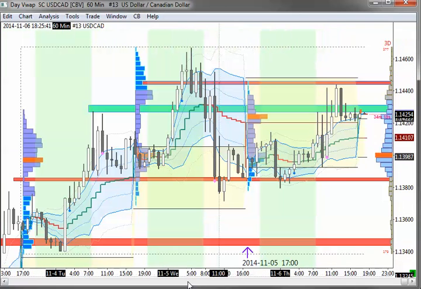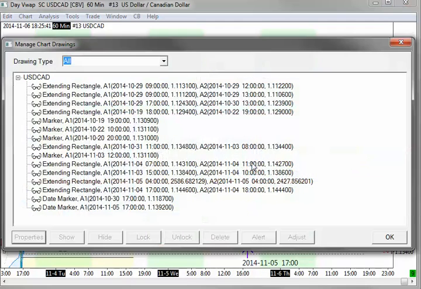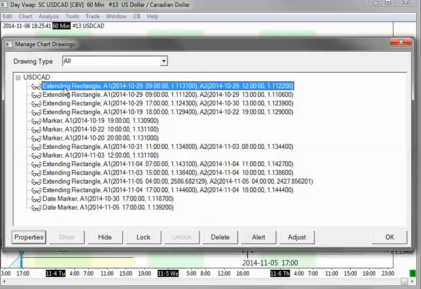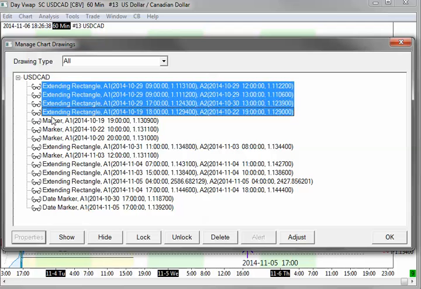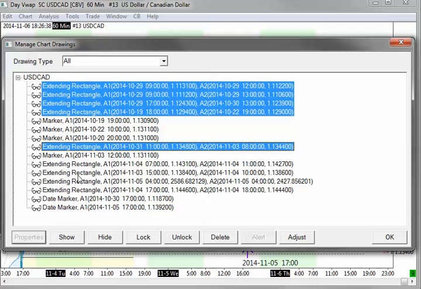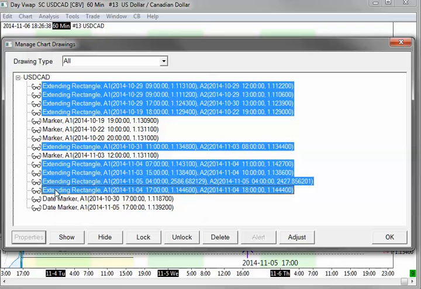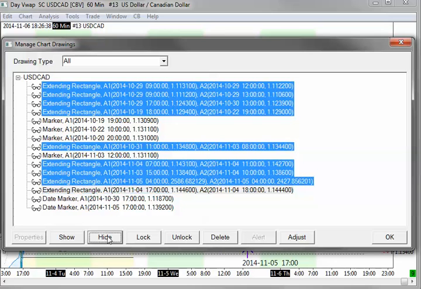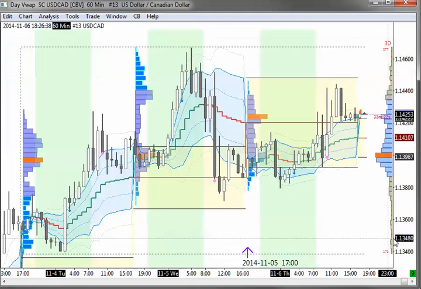So the previous day's value area would have been, let's see if I could do something here. Extending, and I just want to hide all of those for a moment, because those are my levels, I don't want to get rid of them.